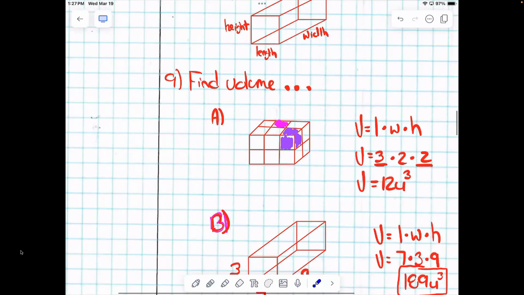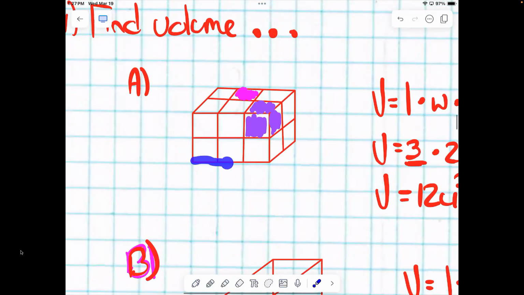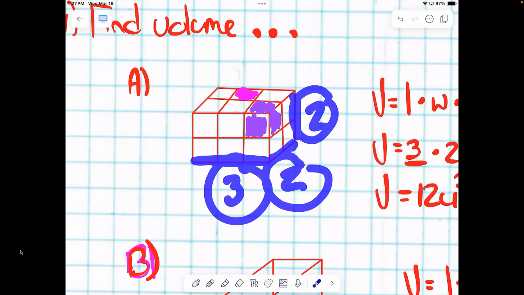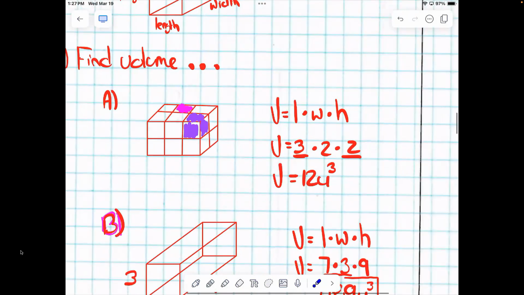What's the base of this? How many blocks across is this? 3. How wide is it? 2. How tall is it? 2. Would these be the dimensions that I would use to find the volume? Yes. So this is what I have plugged in, right?